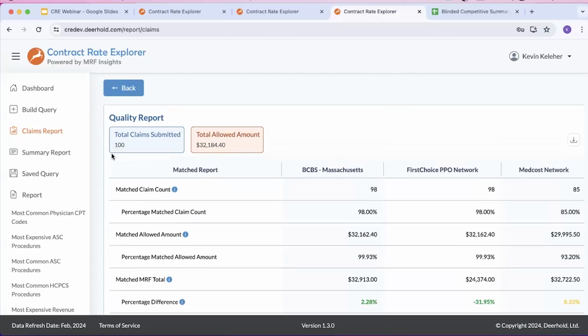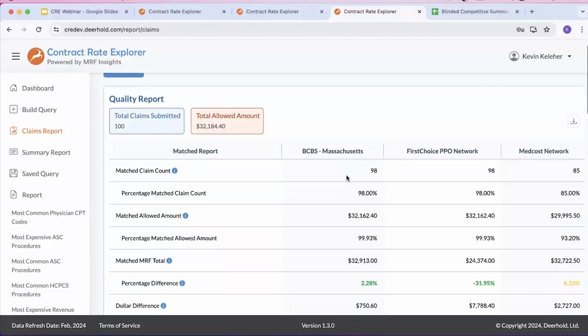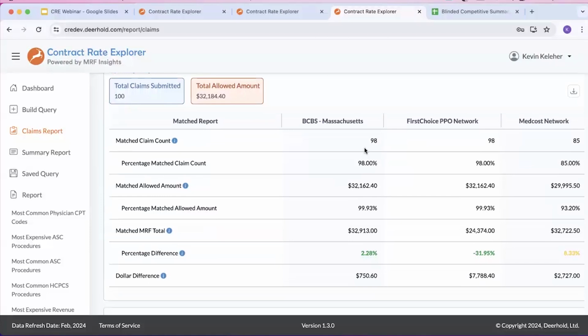of 100 claims with a total allowed amount of $32,184. Using Blue Cross Blue Shield as an example, we were able to match up 98 of those claim lines. The total allowed amount from those 98 claim lines was $32,162. But if we were to use the rates from Blue Cross Blue Shield Massachusetts, that allowed amount would have actually been slightly higher, about 2.3% higher, for $32,913.